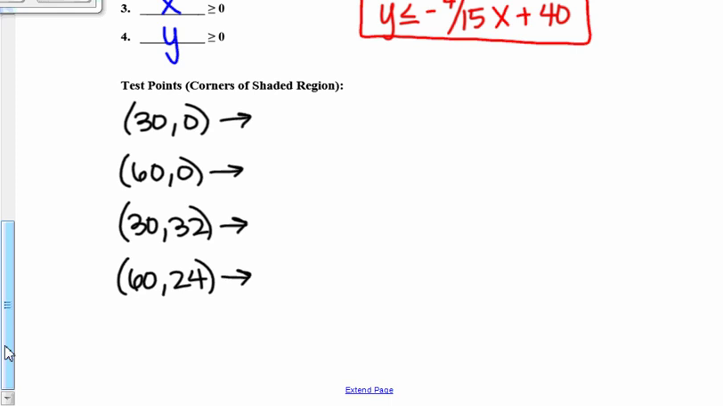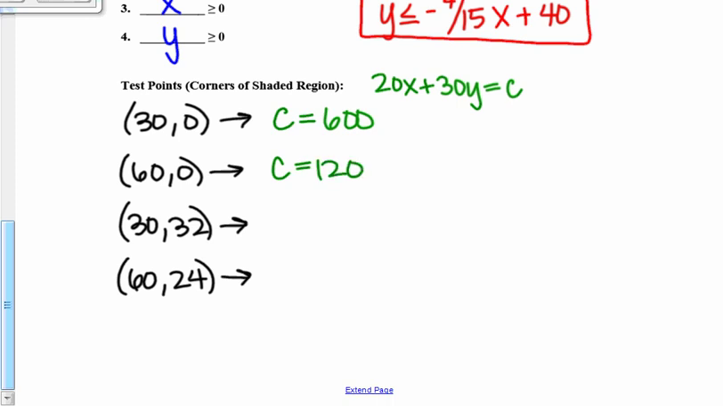All right, so I'm basically plugging those numbers into my objective function. Now I'll remind you what that is. That was 20x plus 30y, which gave me my c value. So when I plug in 30 for x and 0 for y, I get c equals 600. When I plug in 60 for x and 0 for y, I get c equals 1200. When I plug in 30 for x and 32 for y, I get c equals 1560. And when I plug in 60 for x and 24 for y, I get c equals 1920.